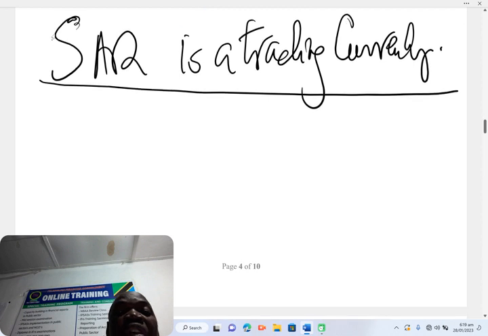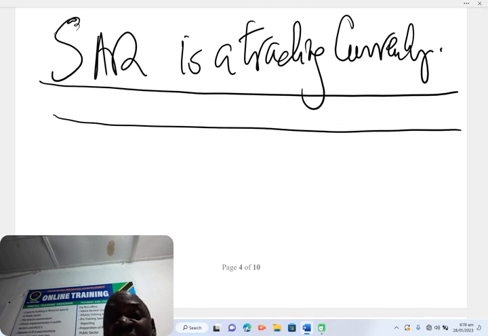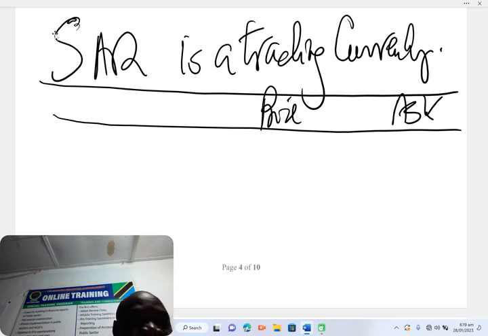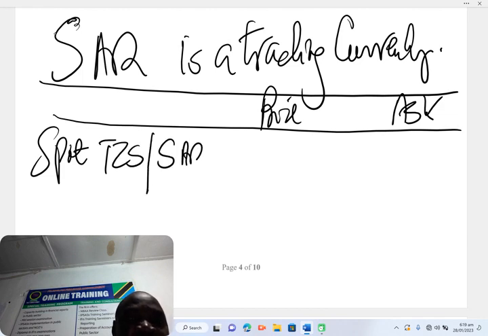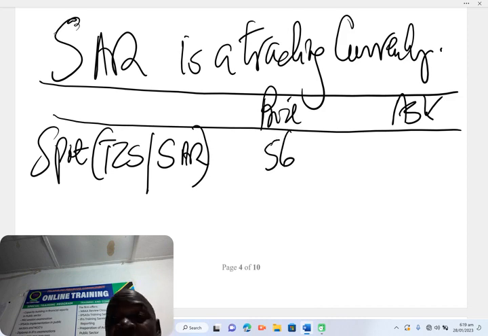Also, you ought to see the bid and ask. The bid and ask. For this quotation, we have Tanzanian shillings spot, Tanzanian shillings stroke South African rand. It is 56 and then 65. Remember, the ask must be greater than bid for the bank to make a profit.